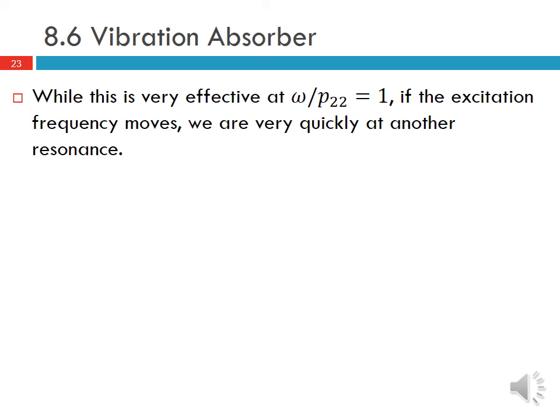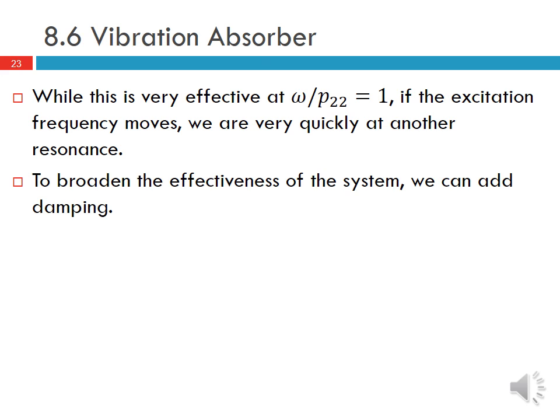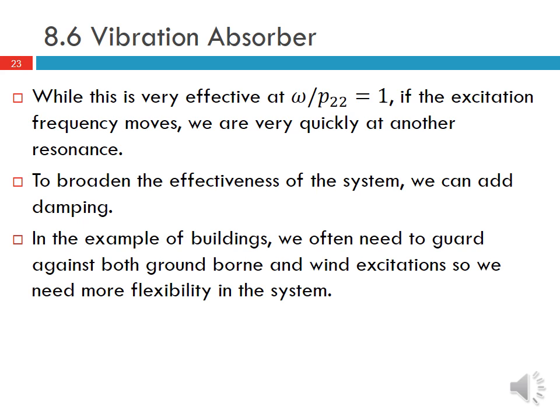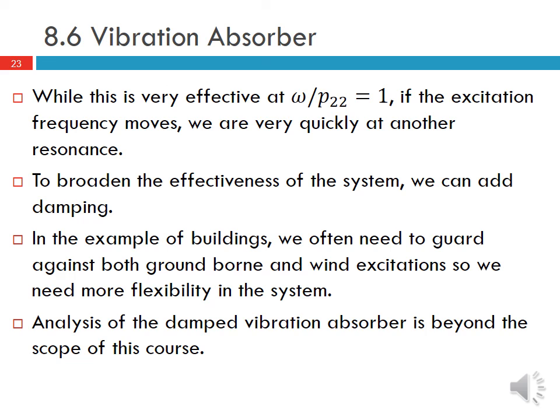So while this is very effective at omega over p22 equal to 1, if the excitation frequency moves, we are very quickly at another resonance. So to broaden the effectiveness of the system, we can also add damping. And in the example of buildings, we often need to guard against both ground-borne and wind excitation, so we need more flexibility in the system. The analysis of a damped vibration absorber is beyond the scope of this course, but it's important to understand that this is a very useful way to increase the effectiveness of a vibration absorber type system.